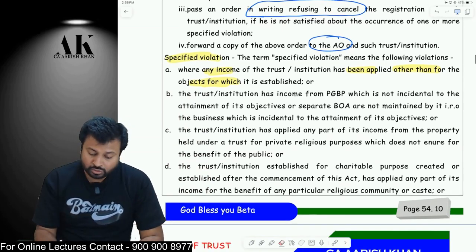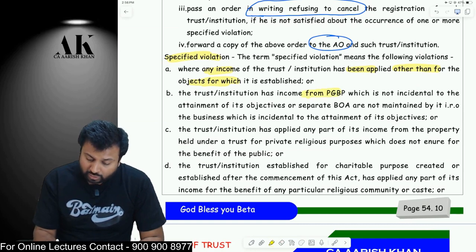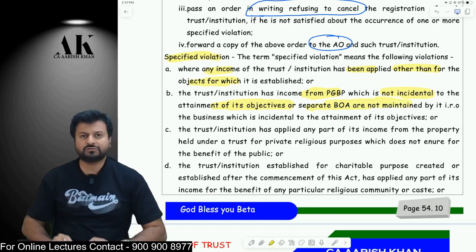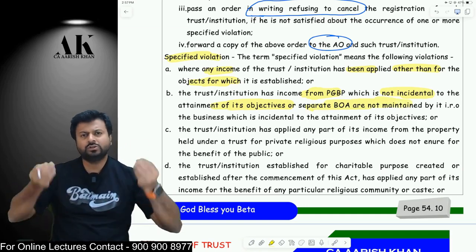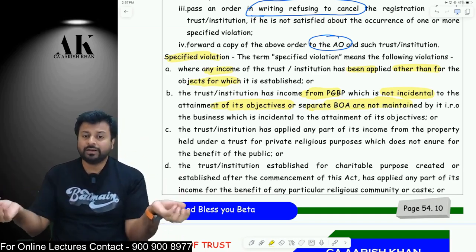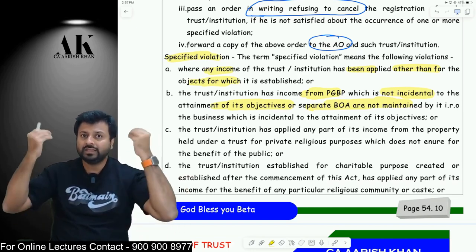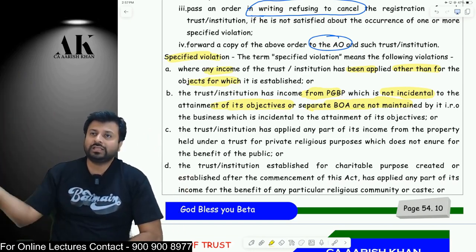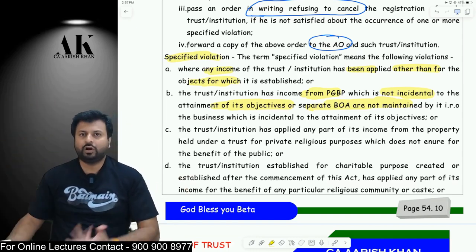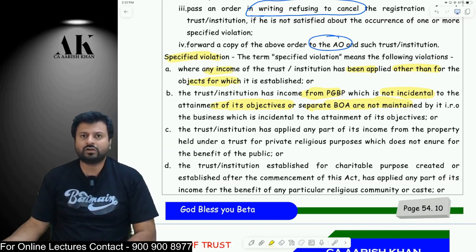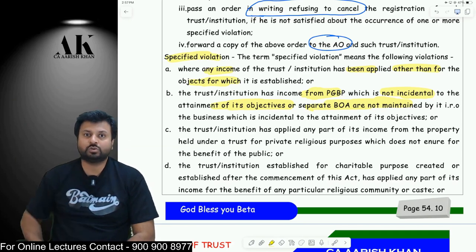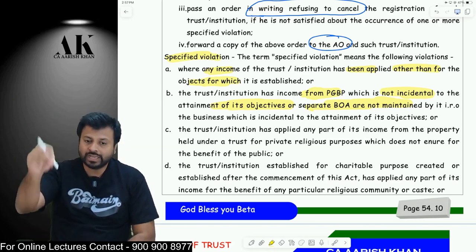Okay, then you are earning income from PGBP which is not incidental to the attainment of your object, or you are not maintaining separate books of accounts for your business. For example, you are running a school and doing a business, it's allowed, but it must be incidental to the objects. In the school you are doing something else. You are giving that school for the purpose of what? For the purpose of wedding. A lot of schools and education institutions do that, or not? They give the schools for the purpose of weddings. Now that is not incidental to the objects of the school, na? So therefore, in that case, there is a specified violation.